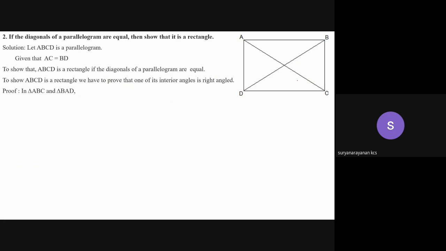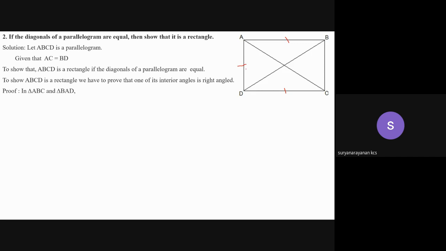You know, this is a parallelogram. So this side is equal to this side. AB is equal to CD. Why are these two sides equal? Can you tell me the reason? So because they are parallel. They are not only parallel, they are opposite sides of the parallelogram.